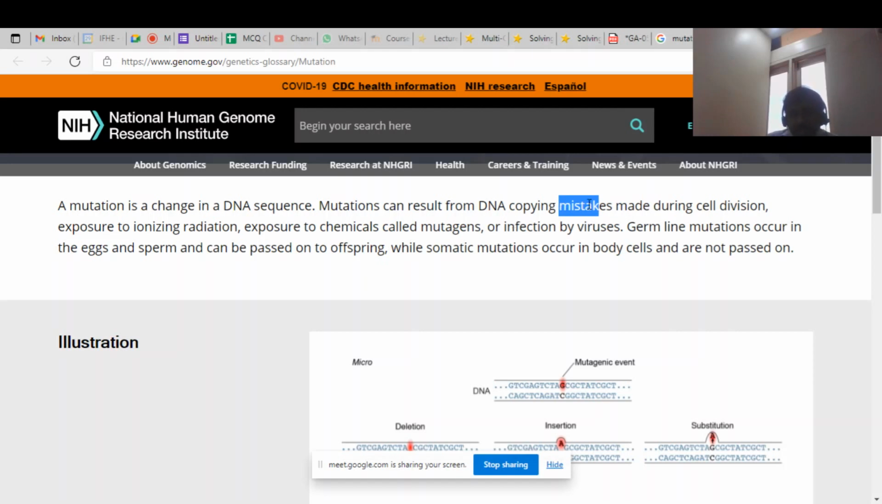so why do these mistakes happen? DNA copying mistakes are made during cell division, and it may also happen due to exposure to ionizing radiation, exposure to chemicals called mutagens, or infection by a virus, right? Germline mutations can occur in the egg and sperm and can be passed on to offspring. So sometimes the parent chromosome itself may be mutated, and it can be passed on to offspring. So that's what it says.